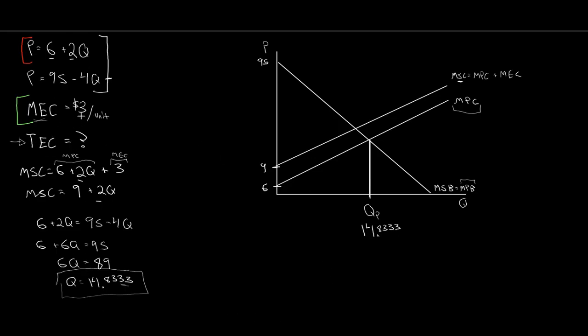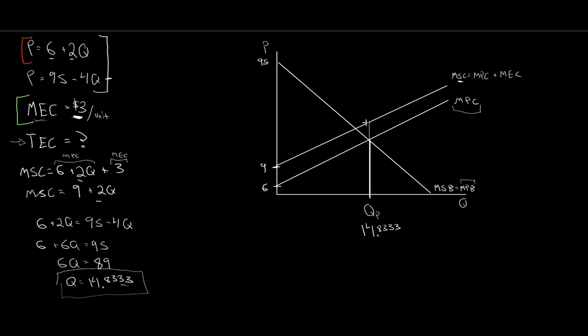Well, let's keep in mind, for every extra unit, society faces an extra cost of $3 per unit, and we are producing 14.833333 units. Each of these has an extra cost, so the total extra cost is going to be 3 times 14.833333. And we can calculate it just that simply. Of course, where does this actually fit graphically? Well, 14.833333 all the way up to my marginal social cost curve.